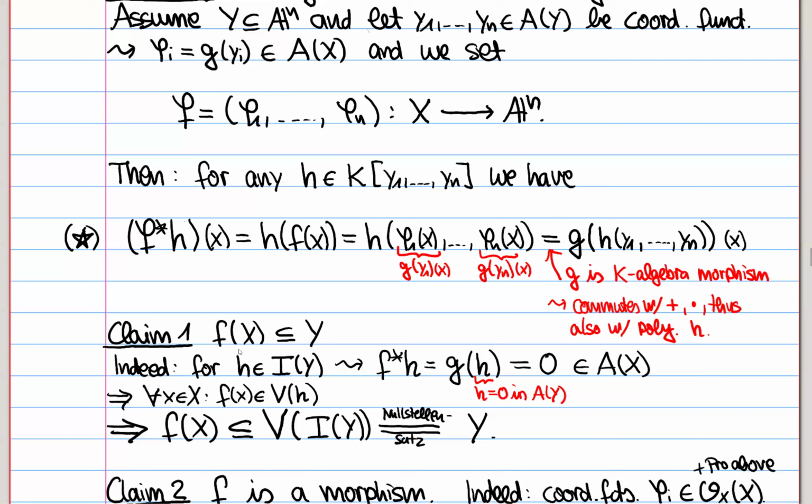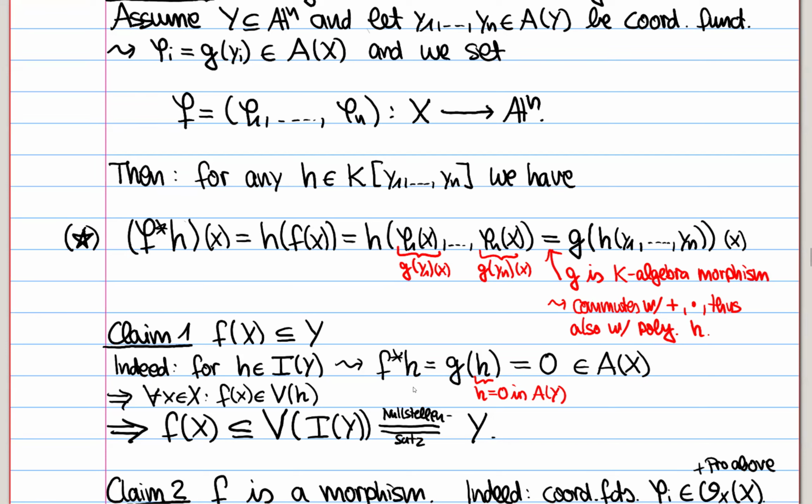First of all, we need to show that F, the image of X under this map, is actually contained in Y, so that we have a chance to get a morphism from X to Y. Indeed, whenever you have any function h which vanishes on Y, then by this equation, F star of that function is equal to G of that function. But G is defined on the functions on Y, and h vanishes on all of Y, so h is actually the zero function in there. And a K-algebra morphism sends the zero function to the zero function, so this is zero.